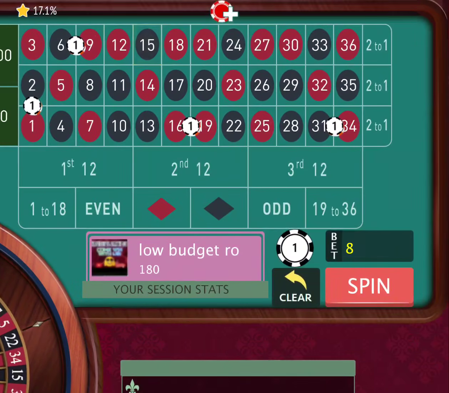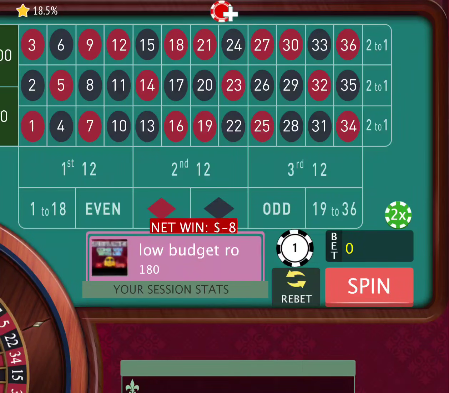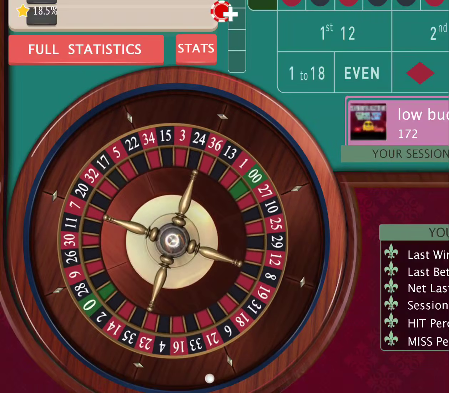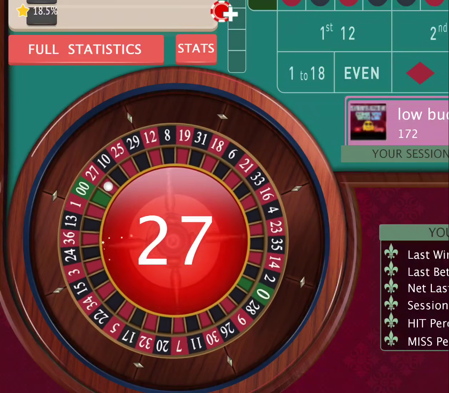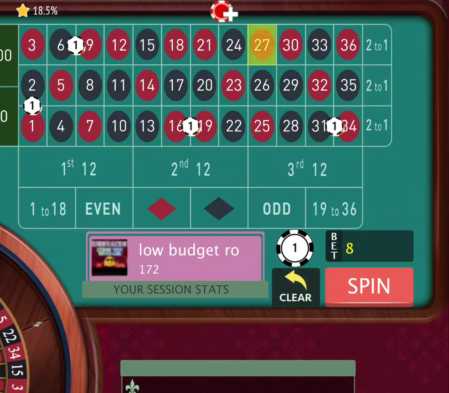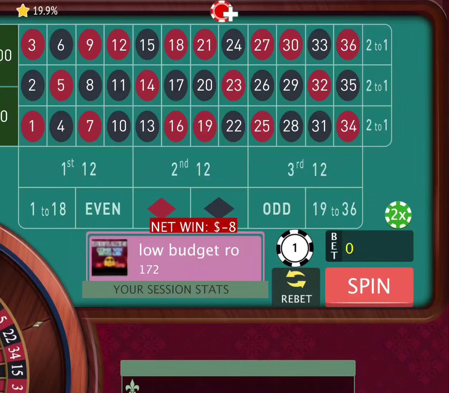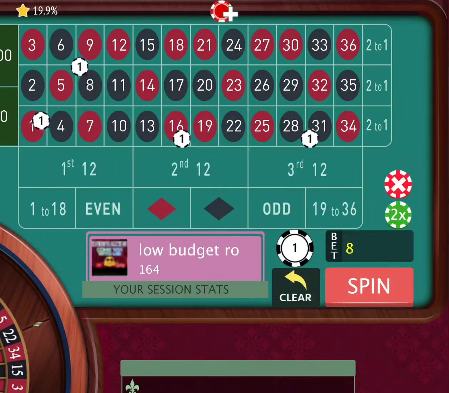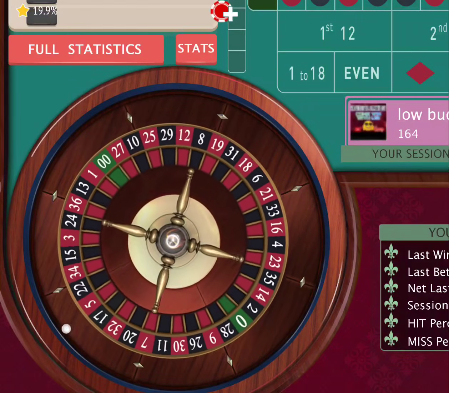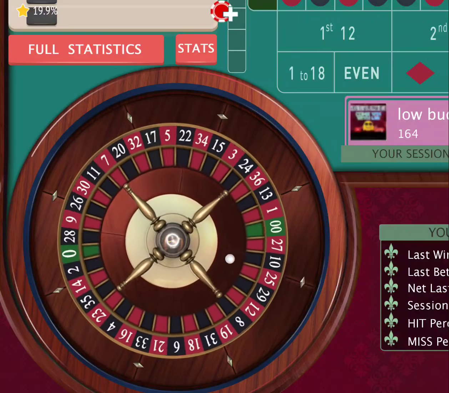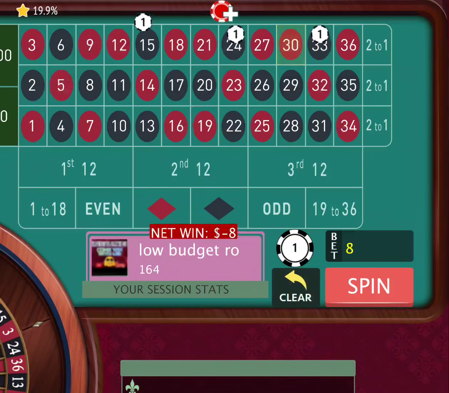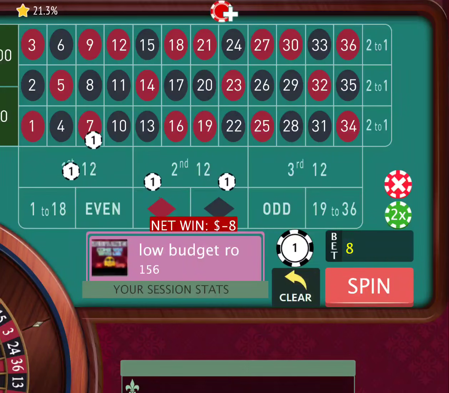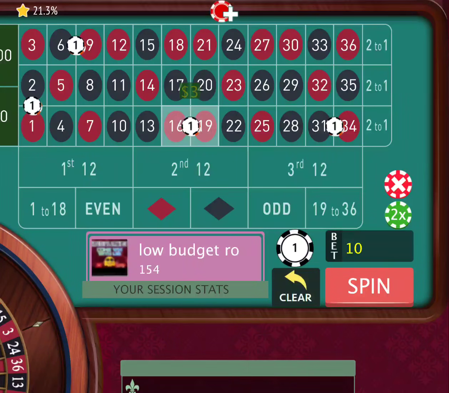15 comes out. That's the first miss. Spin again. 27 comes out. That's going to be your second miss. Here we go. 30 comes out. And that's your third miss. We will ladder the system again and spin.